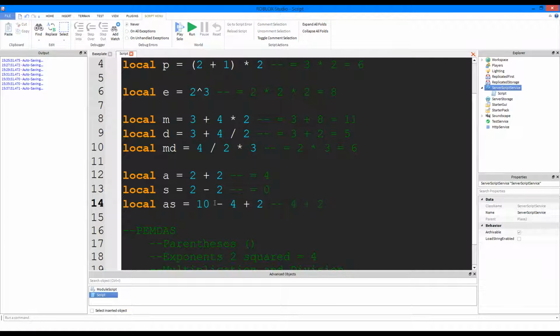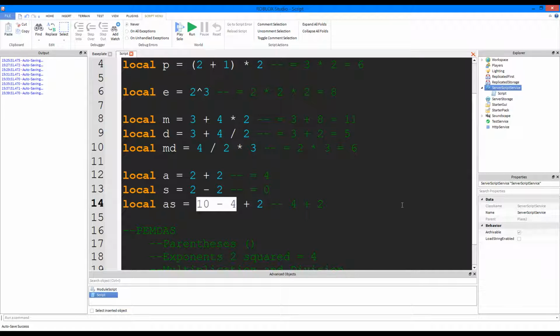Okay, so instead of it being 10 minus 6, which equals 4, it's actually 10 minus 4, which is 6, plus 2. So actually, this changes the whole equation completely. Okay, this is why, and I just realized this myself. I'm just now realizing why you have to do left to right for addition and subtraction.